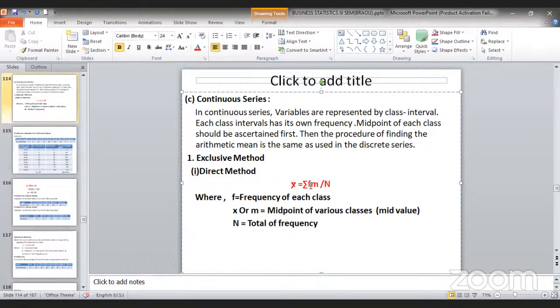So here, sigma FM is the frequency of each class. X or M is the midpoint of the various classes, that is the mid value, and N is the total. Got my point?